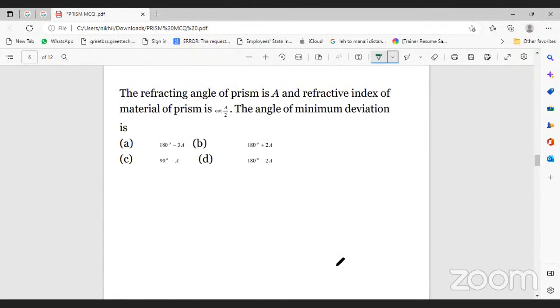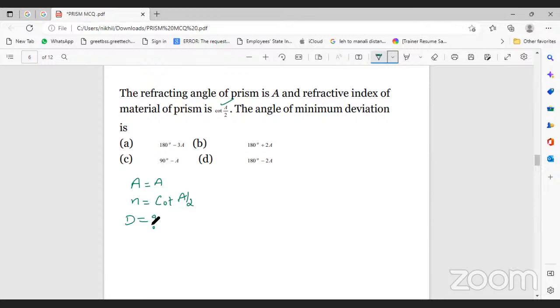You please try this. What is the refracting angle of the prism? A, sir. Refractive index N is equal to what? Cot A by 2. You simplify for angle of minimum deviation. Minimum deviation, you know.